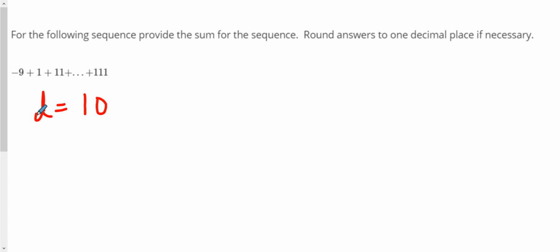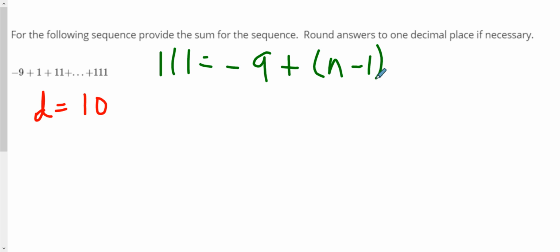Now we need to figure out n. We don't know what that is. So let's go ahead and plug that in. So we'll go a sub n, which is 111, and that's going to equal negative 9, which is a sub 1, plus n minus 1 times that common difference 10. Now let's go ahead and solve for n, and I end up getting n equals 13.